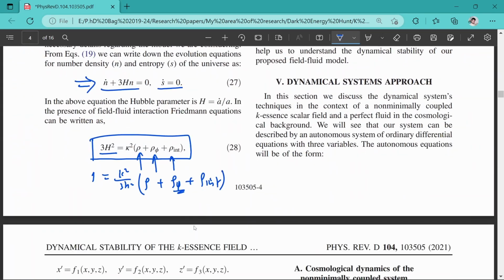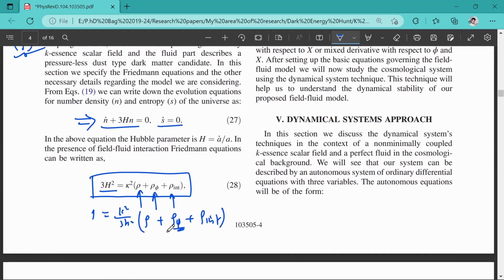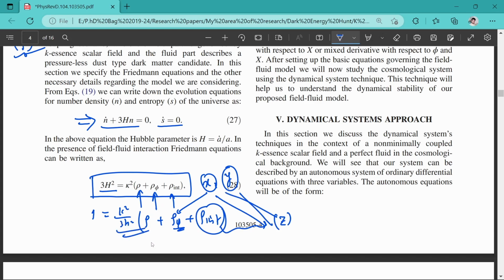So in some sense you have to define these quantities using the idea of the Friedman equation, that is how we can choose. We have associated two quantities, x and y, corresponding to rho phi, and I have associated with z that kappa square f by 3h square. Now if you know these three quantities, we can easily find this quantity. So this quantity is sigma square, which can be written as 1 minus x, so whatever it is, x minus y square and z square.